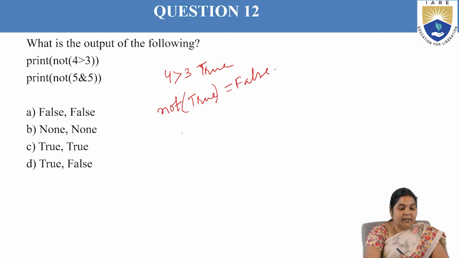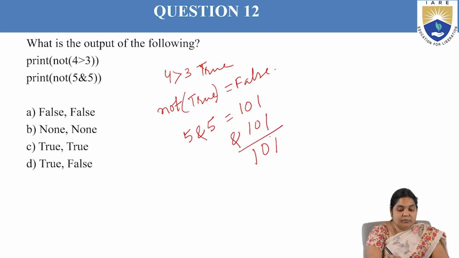Okay. Next question: 5 bitwise AND with 5 will give you how much? 5 is nothing but 101. Bitwise AND with 101, what are you going to get? 101, so you are getting the same 5 only. So 5 is a true value, and you are going to get 5 only.